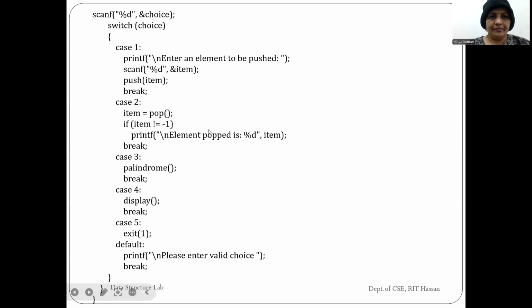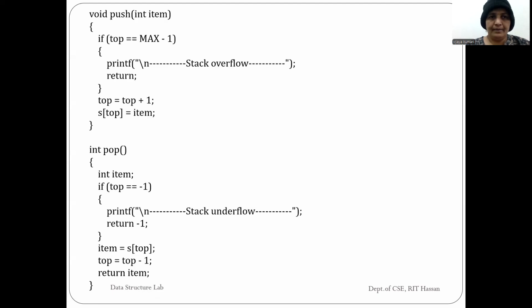Now we'll check. First, once we enter the choice, as we know, there are different functions. First, enter the element to be pushed, so we need to call the push function, and here we need to call the pop function. These are the different choices. Whether we want to enter an element, remove an element from the stack, or identify whether given elements are a palindrome or not, then the fourth option is display and the fifth is exit.